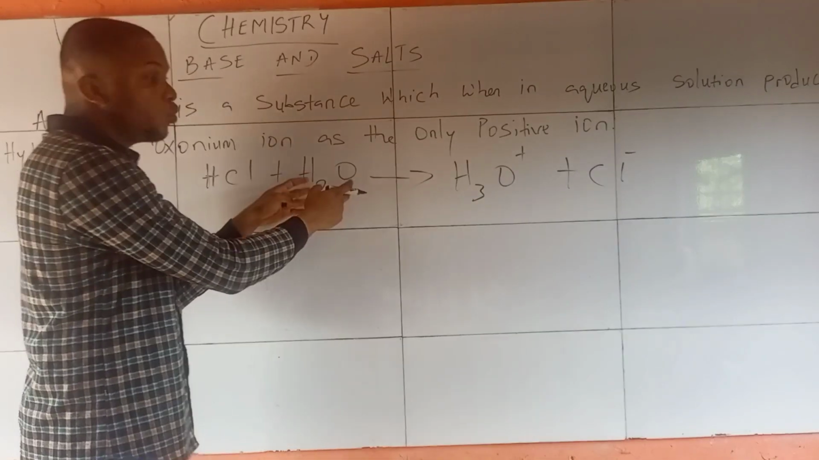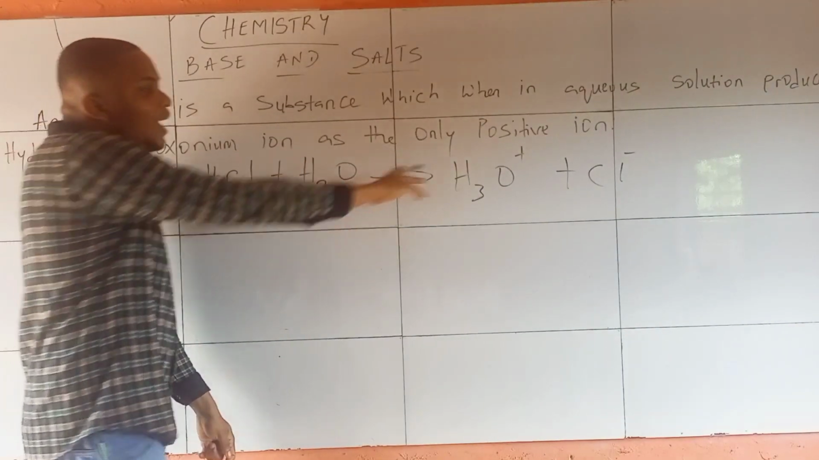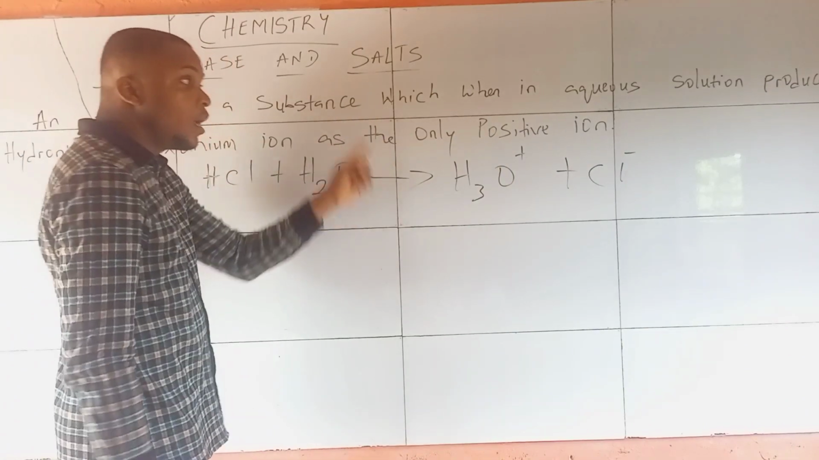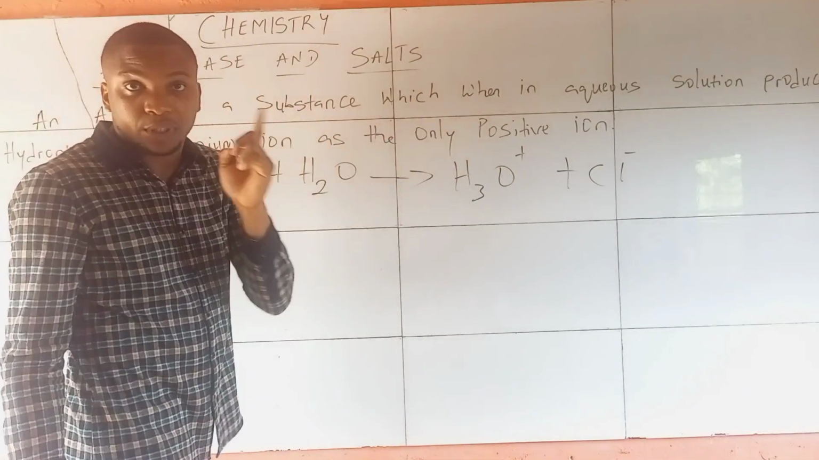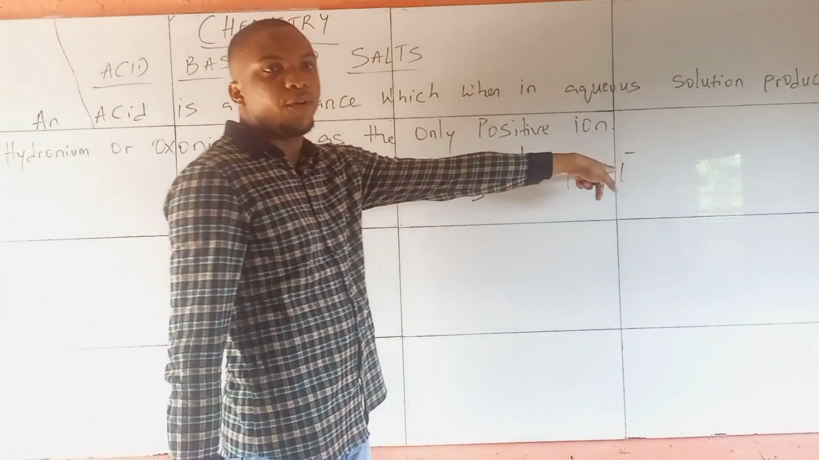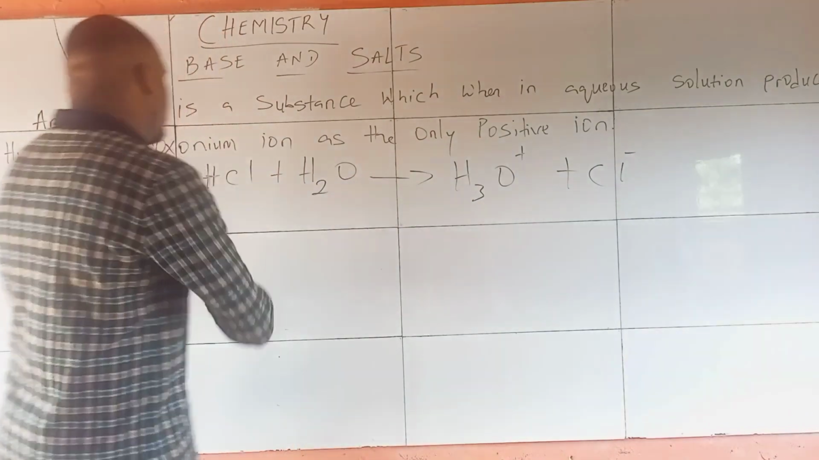These are acid, hydrochloric acid. This is water, H2O. A combination of hydrochloric acid and water gave us what? Hydronium or ozonium, H3O positive. Don't forget, we said we use what? Hydronium as the only positive ion, and chlorine, which is what? Our negative ion. Having established this, the next thing you need to take note of is what?